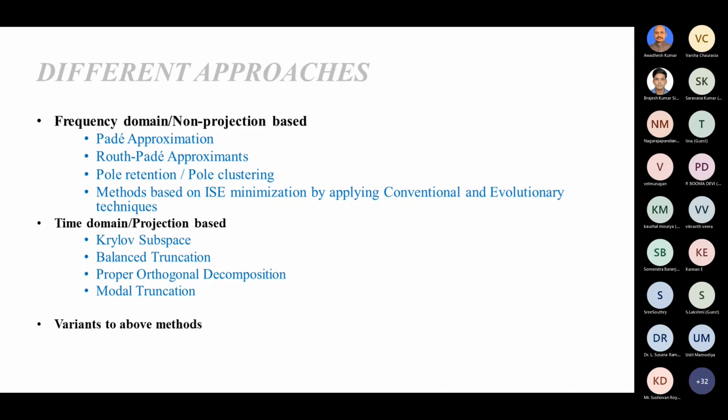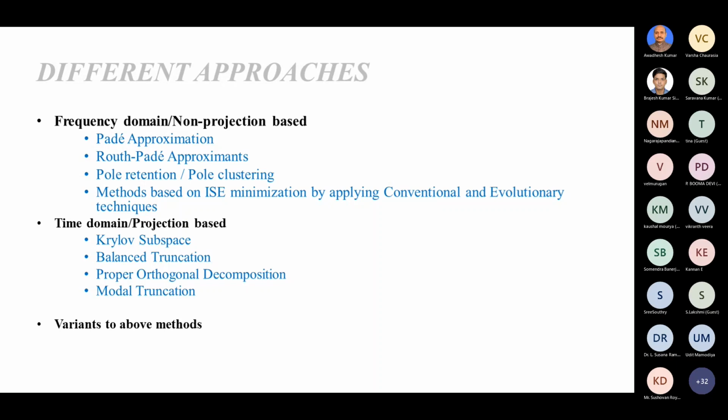And then there are methods which we call variants of the above, hybrid methods, where we are combining, say, pole retention and Padé, or pole retention and Routh-Padé approximation. Similarly, we are combining Krylov subspace and balanced truncation methods. We are extending the Krylov subspace method, which is normally used for linear systems, to nonlinear systems also.